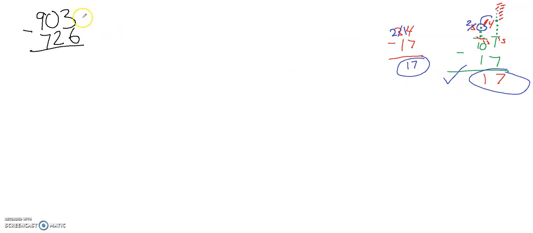All right, so let's go back to our problem then. Here we had 903 minus 726. Boy, what a hard one to start with. So we can't borrow from the 0, so that really kind of stinks, right?